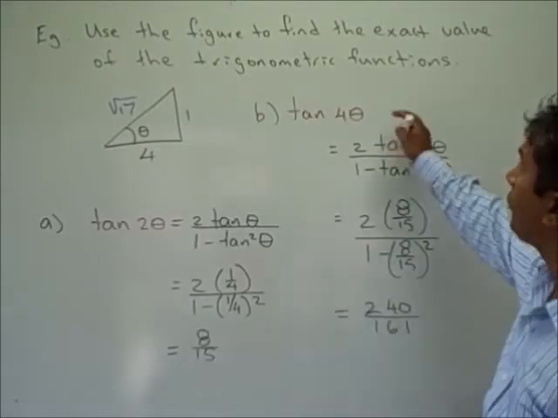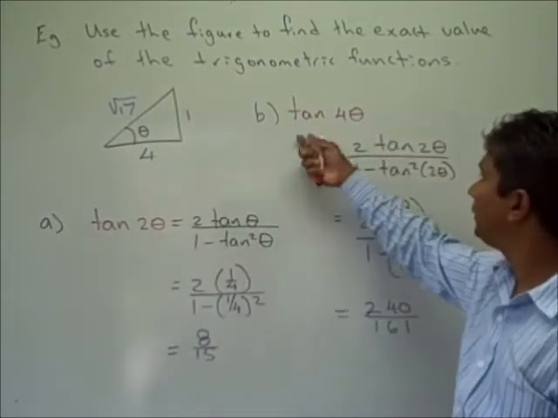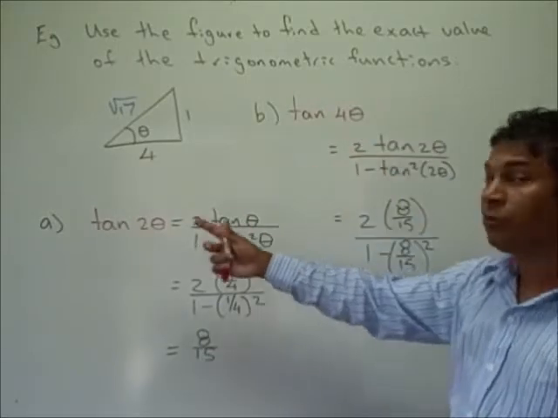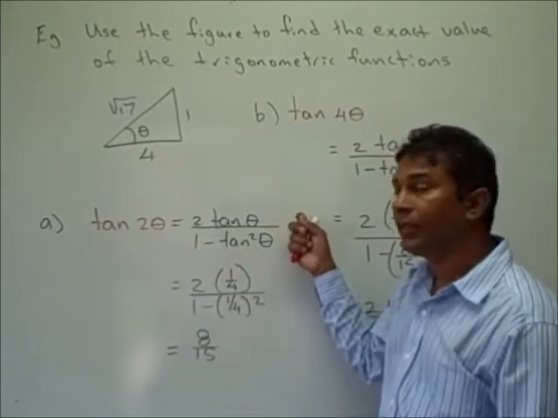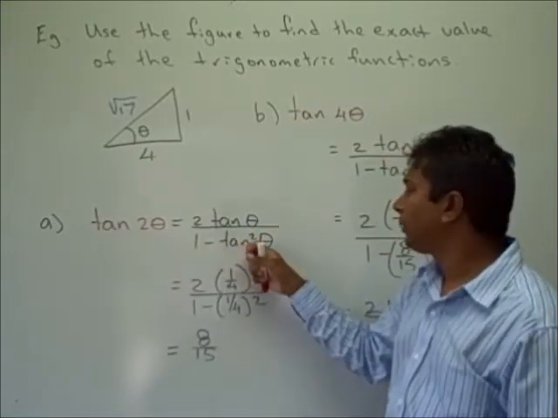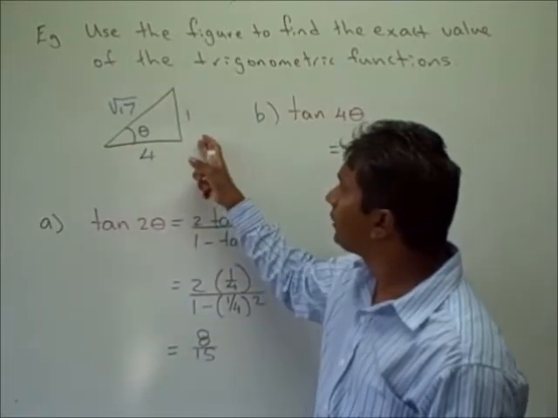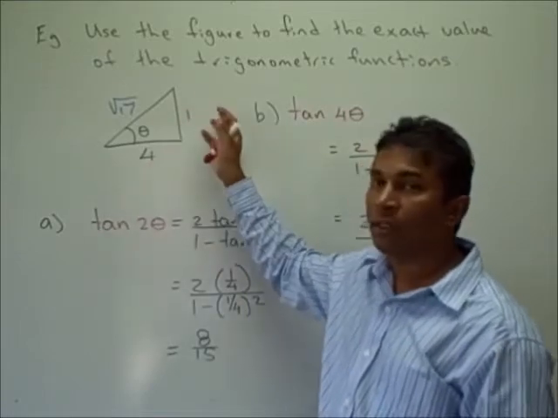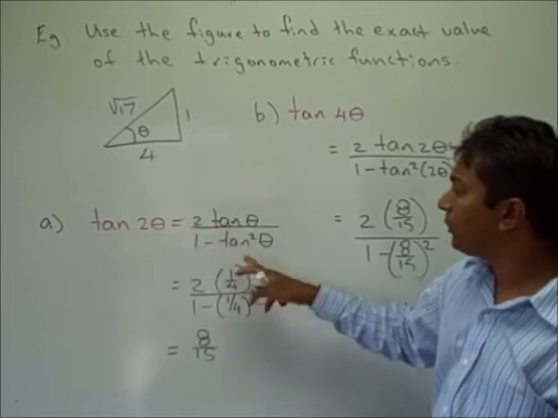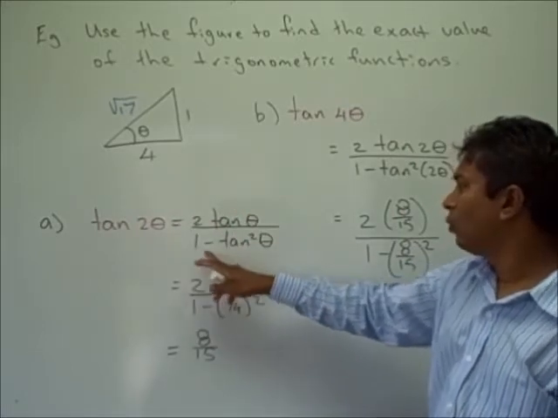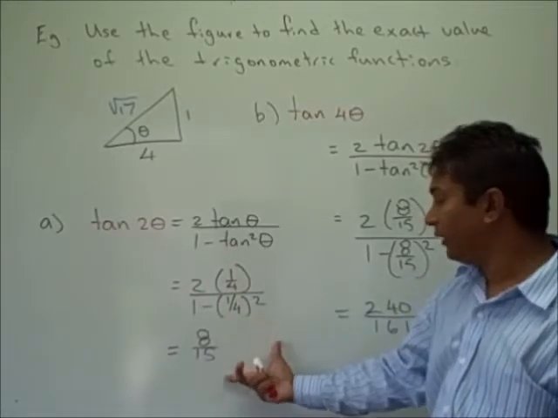Here we're using the same figure to find the exact value of the trig functions tan 2 theta and tan 4 theta. We know from our double angle identity that tan of 2 theta is equal to 2 tan theta all over 1 minus tan squared theta. We know from our triangle that tan theta is equal to 1 over 4, since they're opposite over adjacent. So here we can substitute for tan. So this becomes 2 times 1 over 4 over 1 minus 1/4 squared. This simplifies to give us 8 over 15.